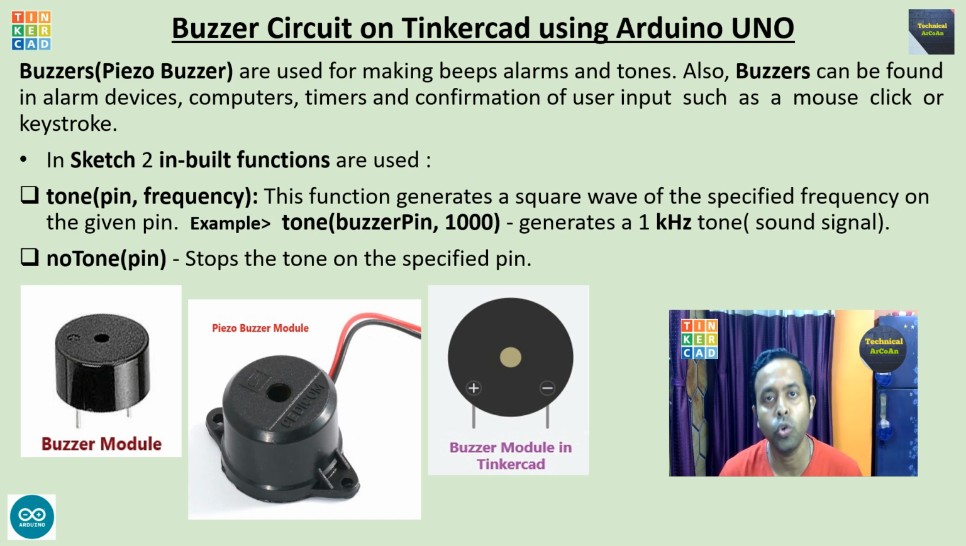One is tone, the other is noTone. Tone contains two arguments. One is a pin, which is the digital pin number concerned in my sketch, and the other is a frequency in hertz. This function generates a square wave of specified frequency on the given pin. For example, if we send buzzer pin, which contains the digital pin number, and 1000, meaning 1 kilohertz, it generates a 1 kilohertz tone, meaning the sound signal. And noTone just takes the pin number, which stops the tone on the specified pin.